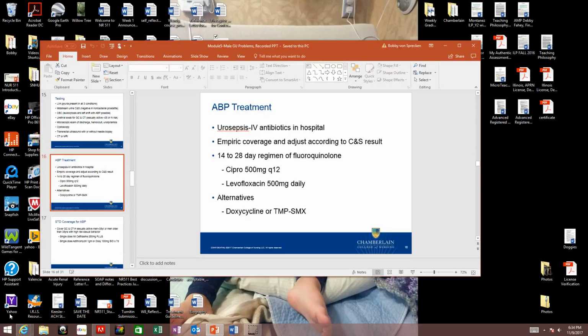Antibiotics for acute bacterial prostatitis follow current CDC guidelines as recommended, which include a 14 to 28 day regimen of one of the following fluoroquinolone antibiotics: ciprofloxacin 500 milligrams every 12 hours, levofloxacin 500 milligrams daily, ofloxacin 400 milligrams every 12 hours, and norfloxacin 400 milligrams every 12 hours. Alternatives to a fluoroquinolone include doxycycline 100 mg every 12 hours and Bactrim double strength 1 tab every 12 hours.